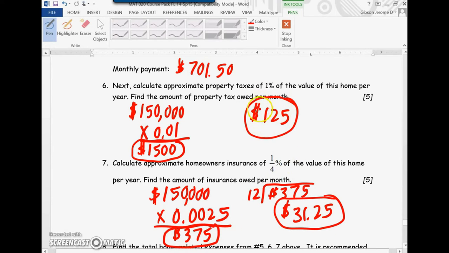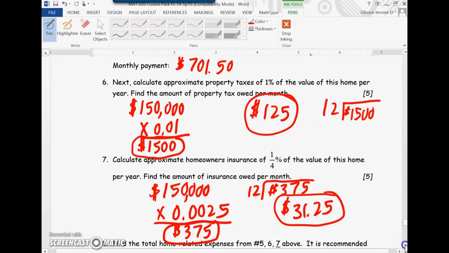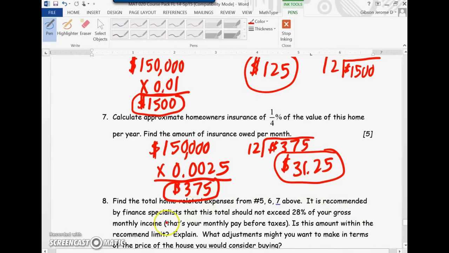Now, one thing I didn't do back up here in problem number 6, it is $125 for the monthly, but I should have showed it as 12 into 1,500, just to show that this is your answer for the month. This is the year, the 1,500, for problem number 6.